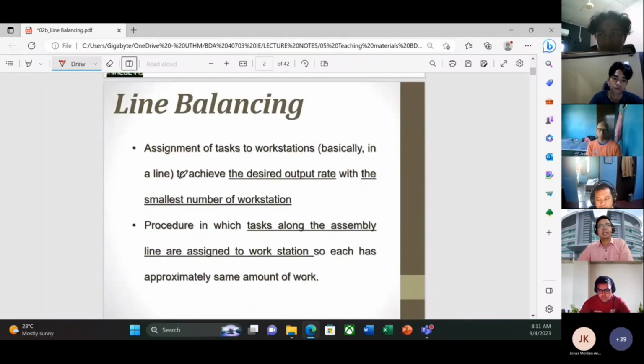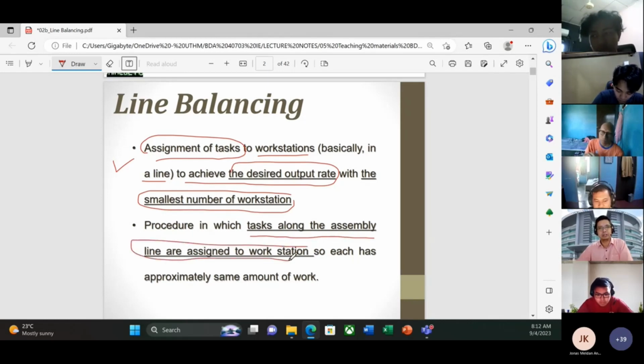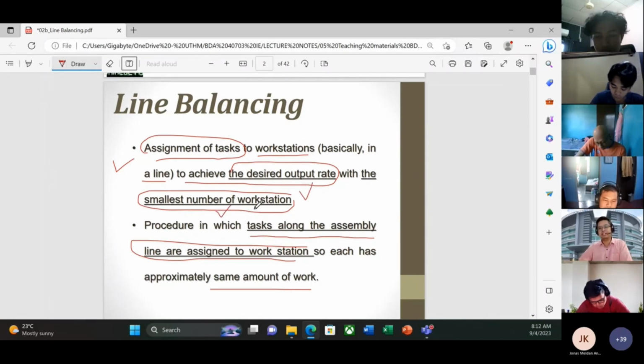So what is line balancing? Line balancing is the assignment of tasks to workstations. Basically, in a line, what is the objective of line balancing? We want to achieve a desired output rate with the smallest number of workstations. This is the definition: a procedure in which tasks along the assembly line are assigned to workstations so that each has approximately the same amount of work. So line balancing is the assignment of tasks to workstations in order to achieve a desired output with the smallest number of workstations.